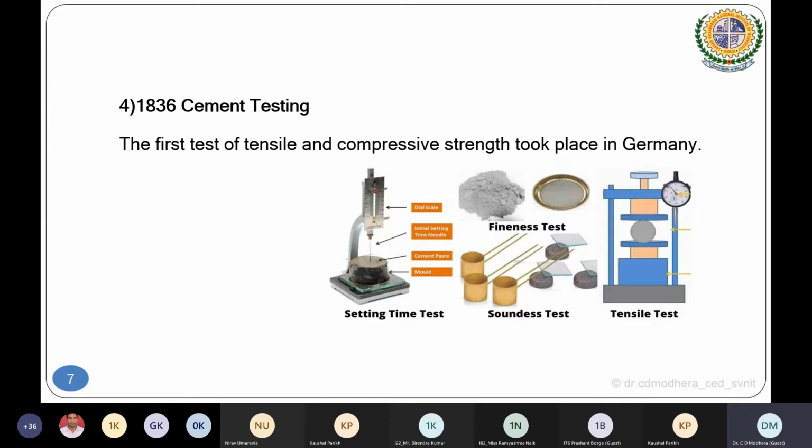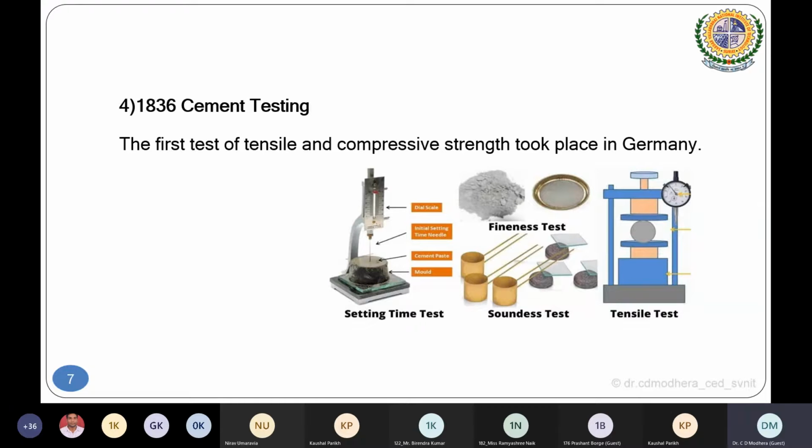Then from 1824 onward, proper tests were put on the powder he made. The first tests of tensile and compressive strength took place in Germany actually. Tensile means with the help of only a cylinder, split tensile. Soundness you are knowing, the Le Chatelier method we are now knowing. Fineness also we are knowing. It can be done in two ways.